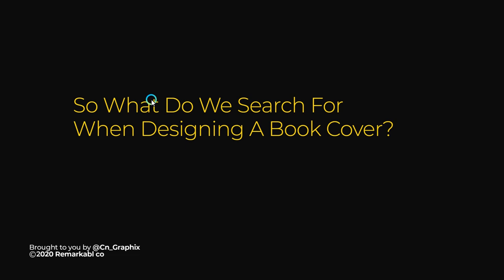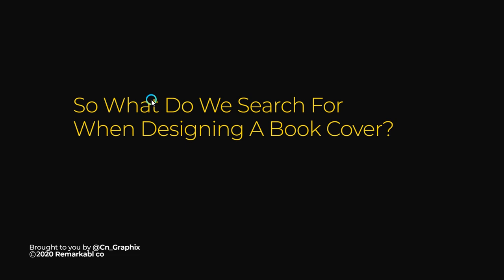So what do we search for when designing a book cover? How do we know what to search for? There are quite a couple of steps, but the first step is to find out what genre the book or manuscript is centered on. You don't want to design something abstract for a different category or genre of book, maybe for romance, and you decide to design something for action thriller but it doesn't match romance, right?